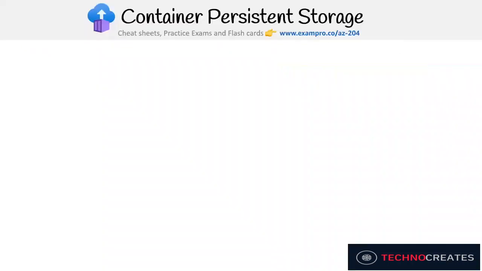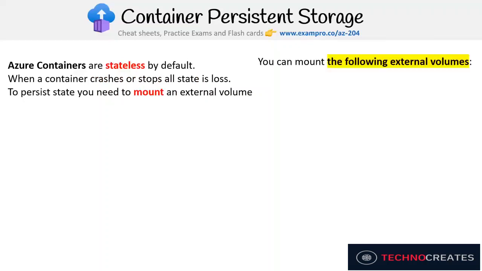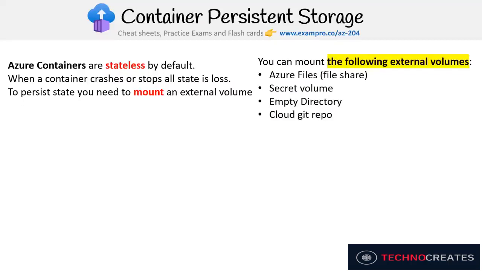Let's talk about persisting storage, and we talked about that a little while ago when we were looking at Azure Files, but containers are stateless by default. So when a container crashes or stops, all state is lost. To persist state, you need to mount an external volume, and there's quite a few different things we can mount: Azure Files, secret volumes, empty directory, cloud git repo. So you've got a few options there.